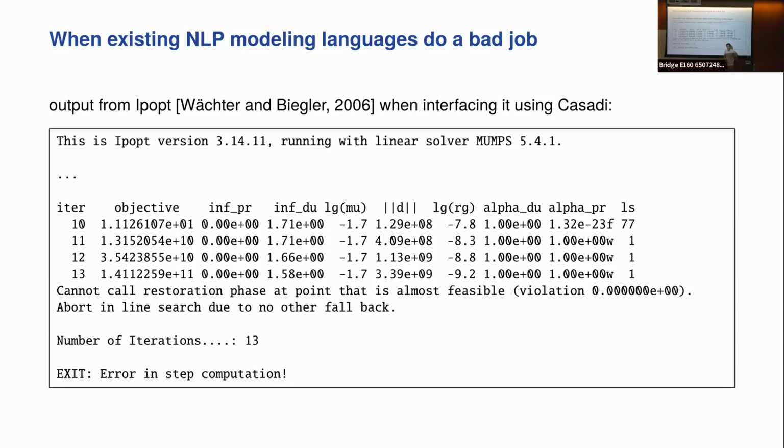So when you see this, should we blame IPOpt, the solver, or the modeling? I think most people, when they see this, blame IPOpt, because obviously it's IPOpt that crashes. But we should blame CasADi. We should blame the modeling language, because it hands IPOpt a problem formulation that it doesn't support.